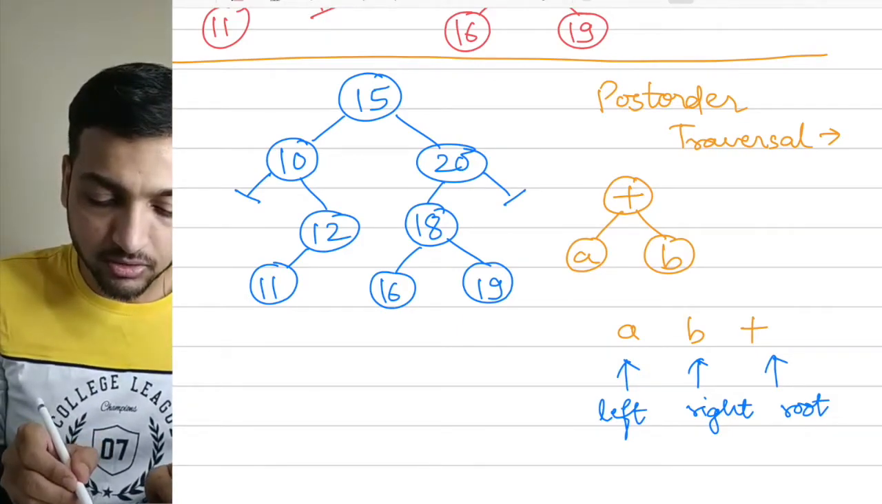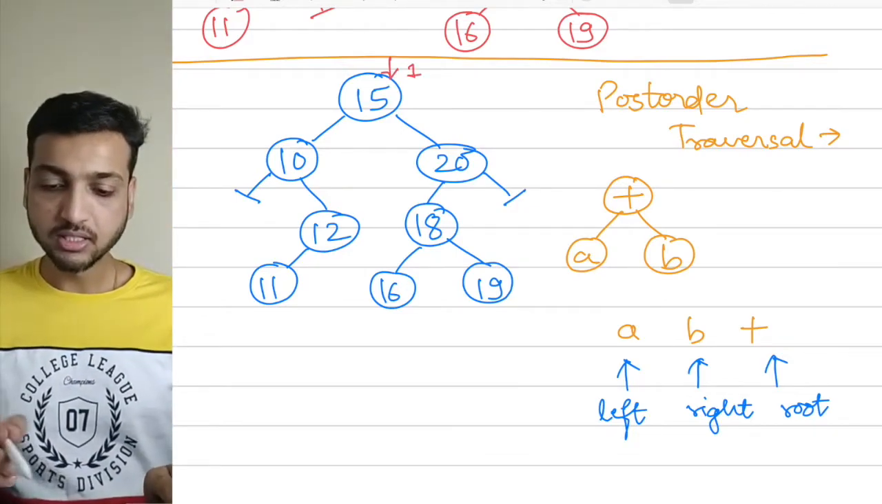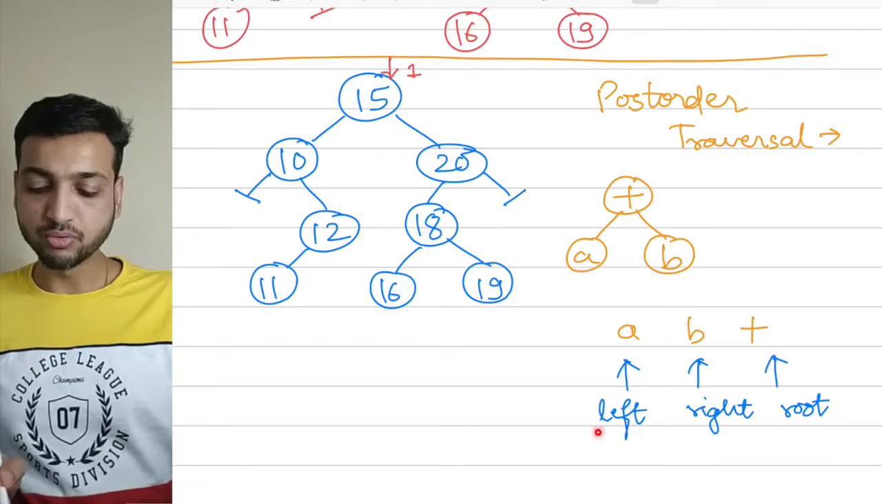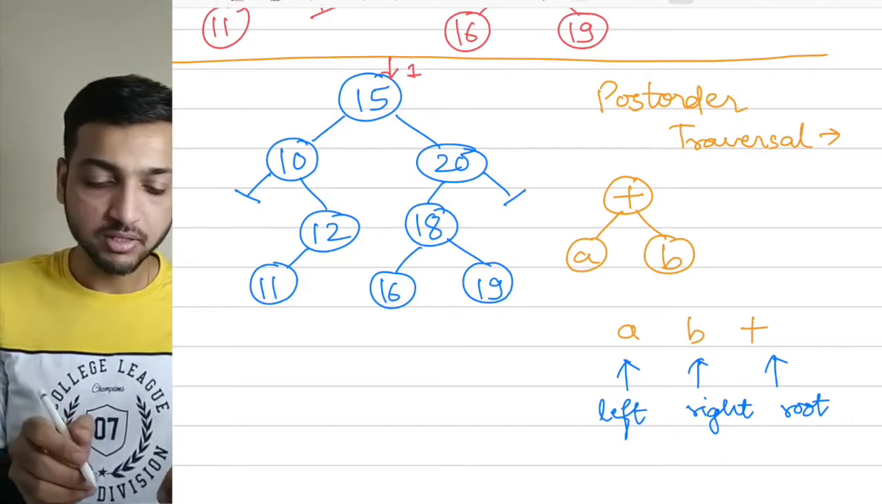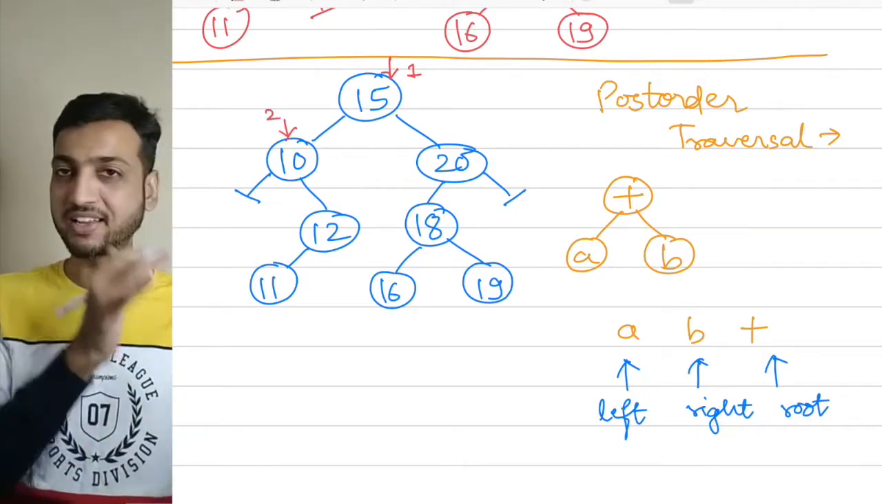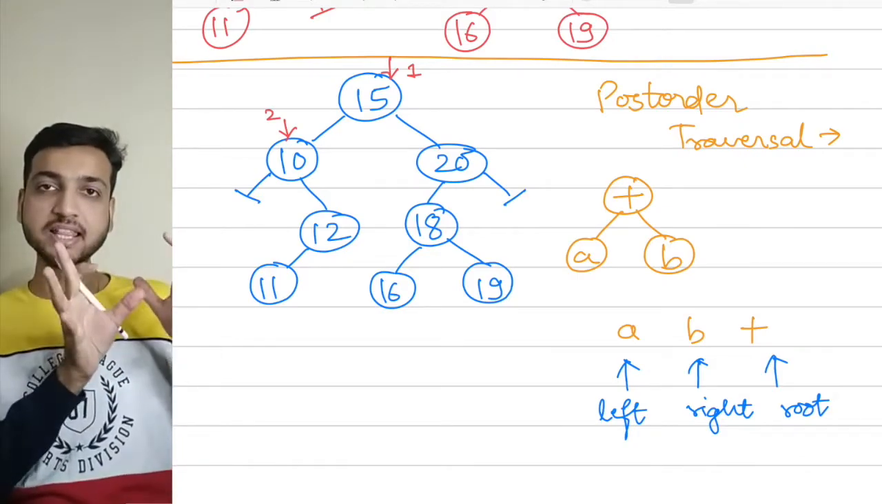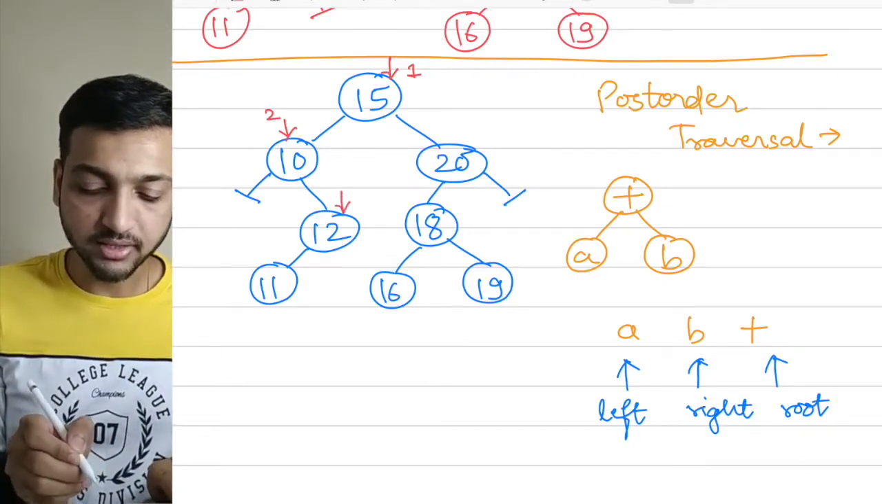So first I will be at this root. So this is my first node that I'll be visiting. Now as we see, we have to go to the left. So I will come to the left of the root. So I will come here to 10, and then again from 10 I will go to the left, but left is null. So left of 10 is completed. Now I'll go to the right of 10. So here I come to the right of 10, 12.